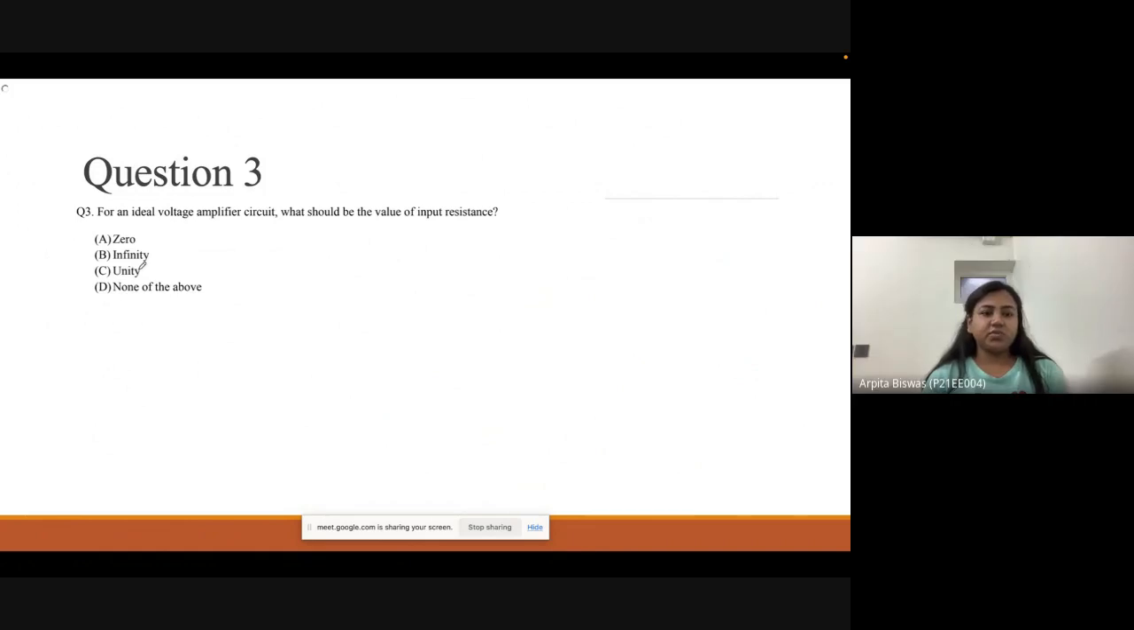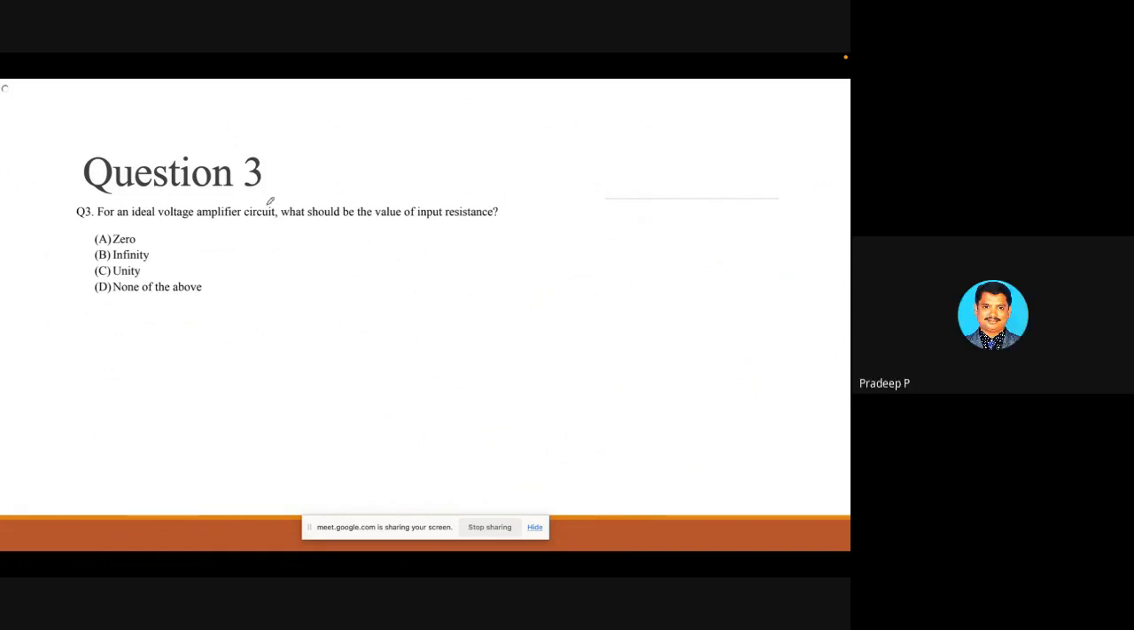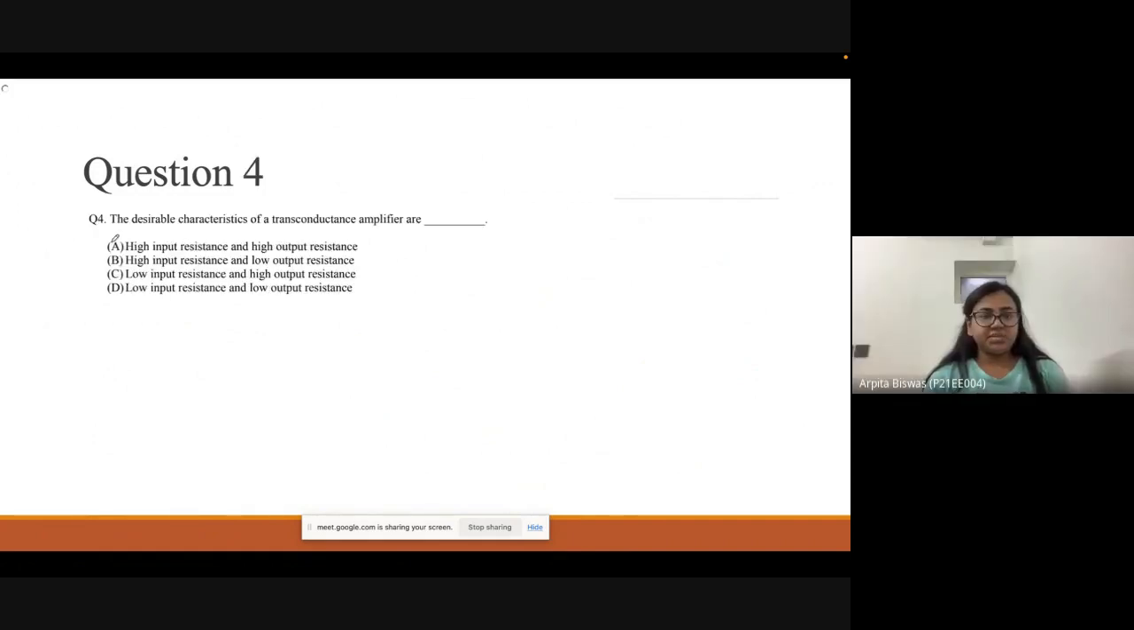So question number three: for an ideal voltage amplifier circuit, what should be the value of input resistance? The first option is zero, second is infinity. Infinity. Okay. The desirable characteristics of a transconductance amplifier are: first option, high input resistance and high output resistance. The second option is high input resistance and low output resistance. The third option is low input resistance and high output resistance. The fourth option is low input resistance and low output resistance. Give me 1 minute, madam. Okay, you take your time.